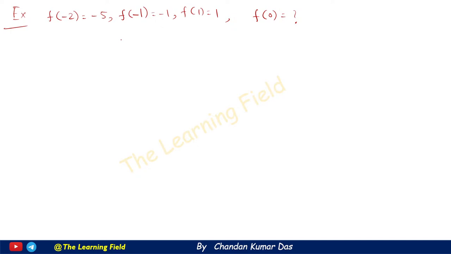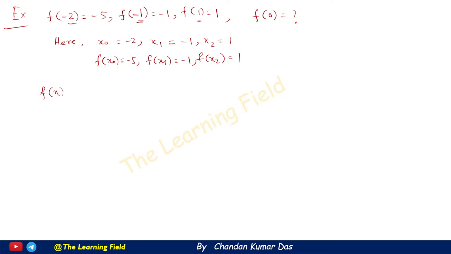So here, x0 is equal to minus 2, this is x0, this is x1, and this is x2. x1 is equal to minus 1, and x2 is equal to 1. And f at x0 is equal to minus 5, f at x1 is equal to minus 1, and f at x2 is equal to 1. Now, what is the approximation polynomial formula?